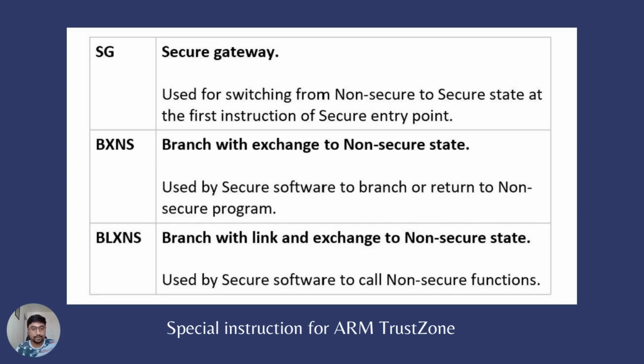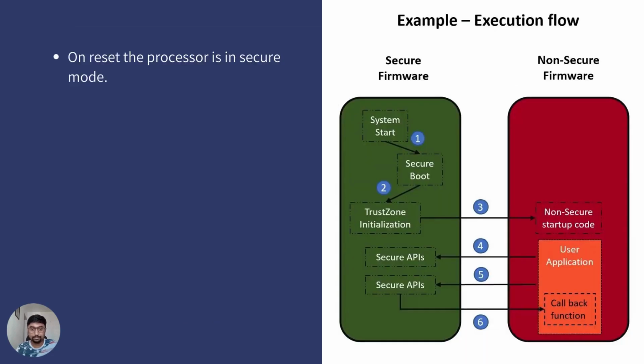The last is BLXNS. This is very simple and straightforward. Whenever you want to jump or whenever you want to call a function from secure area to the non-secure area, this instruction will be used. We'll see more in detail how this instruction will be used in the background by our code, by Rust code.